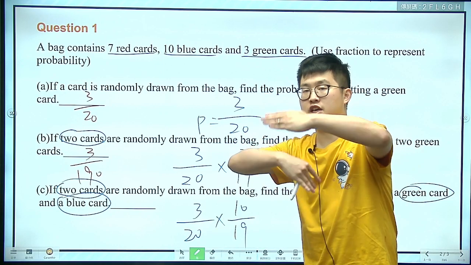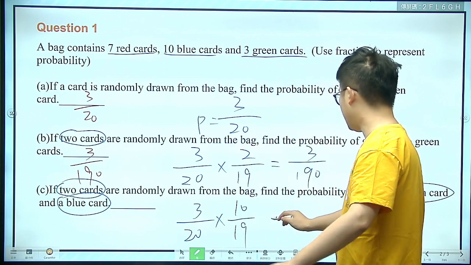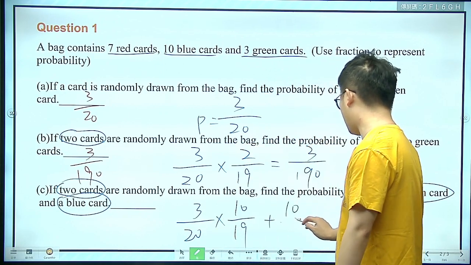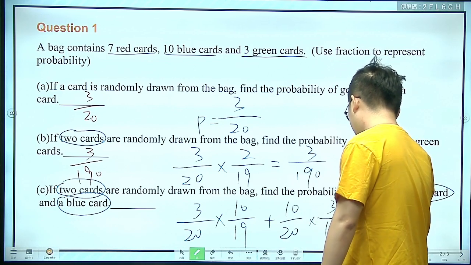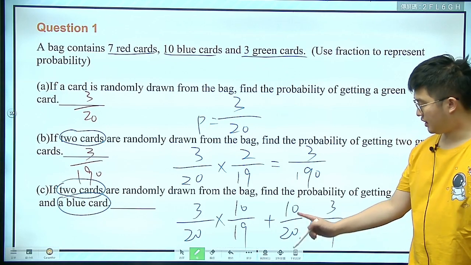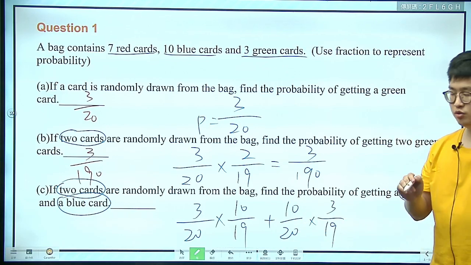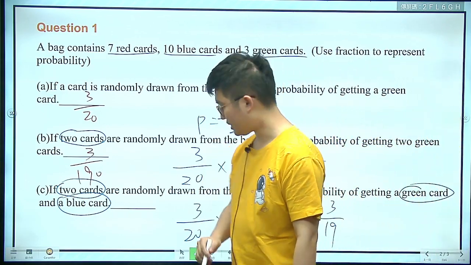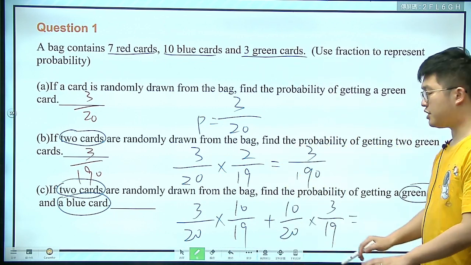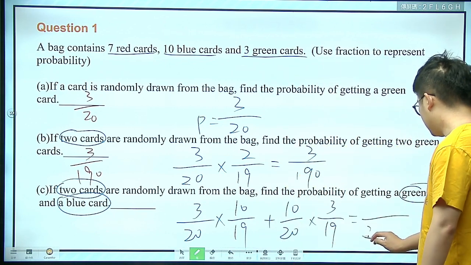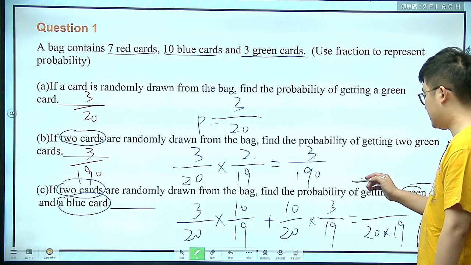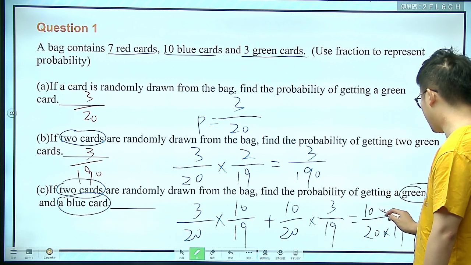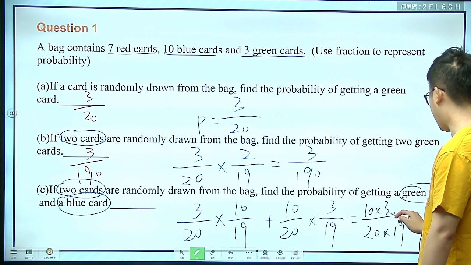Now they switch places. If we draw a blue card first, followed by a green card, then it would be 10 over 20 times 3 over 19. We can simplify this into 20 times 19 on the bottom, and 10 times 3 times 2 on top.